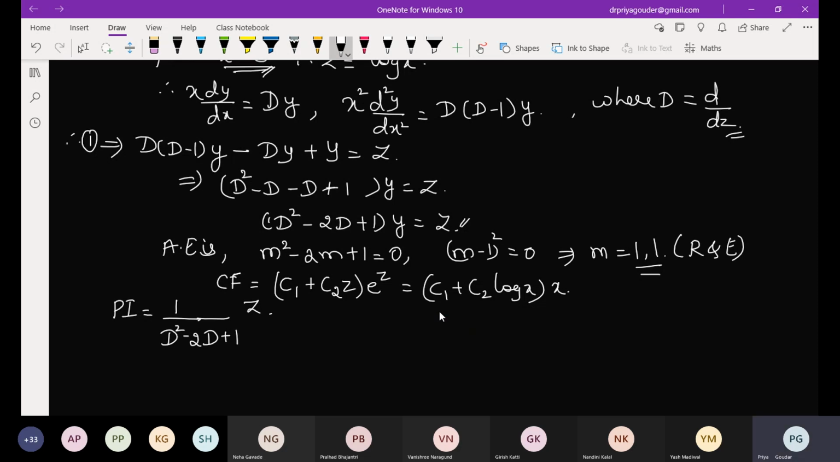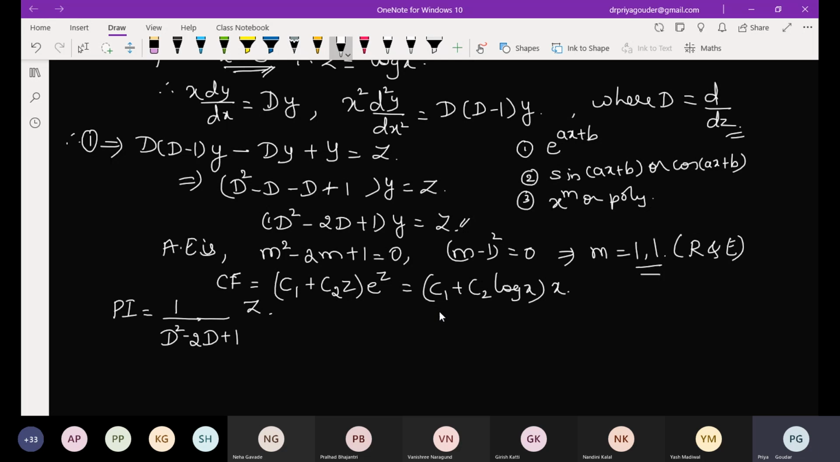This belongs to which case? Case 1, 2, 3. Tell me what is case 1 first. Isn't it e raised to ax plus b is the first case? What is the second case? Sine or cos of ax plus b. What is the third case? X raised to m, or any polynomial, right?